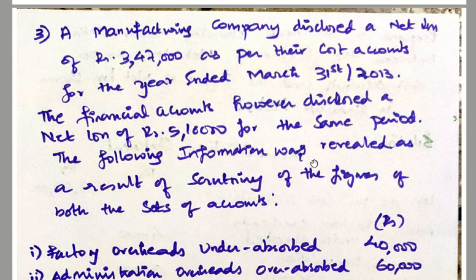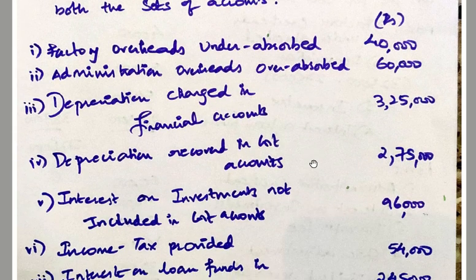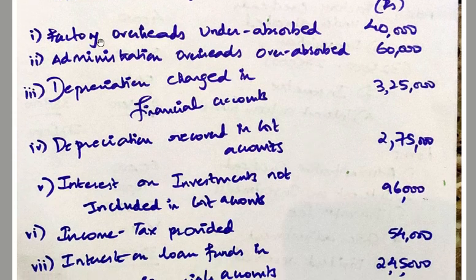The following information was revealed as a result of scrutiny of the figures of both the sets of accounts. So now we will start with each adjustment. So if you see, whatever we added, we will minus it here. So I will tell you how it will be treated and what is the reverse thing, the inverse reaction that we are going to do in the answer, because it is loss given. So whatever we added, we will minus it here.